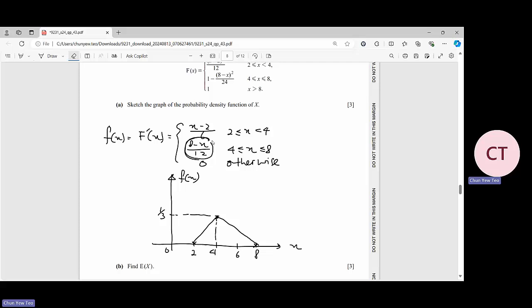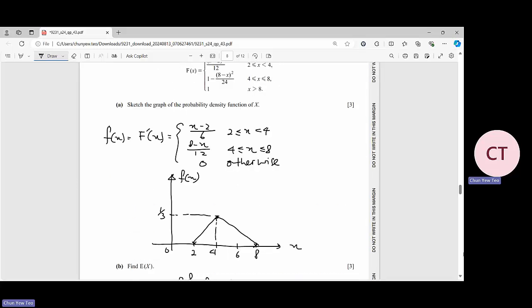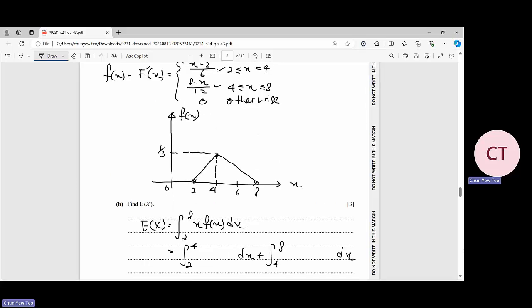Okay. So after you sketch a graph, now the part B of the question, they want you to find the mean, the E(X). To find E(X), you need to integrate from 2 until 8, x f(x) dx. But since from 2 until 8 you have two separate functions, it will be 2 to 4 plus 4 to 8. The idea is just to multiply x into both of them. So you get this one as x squared minus x over 6, and this one you will get 8x minus x squared over 12.